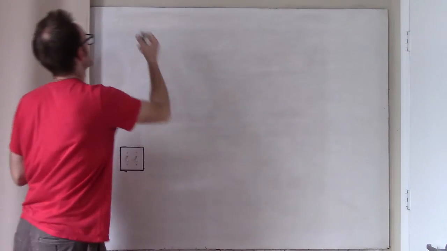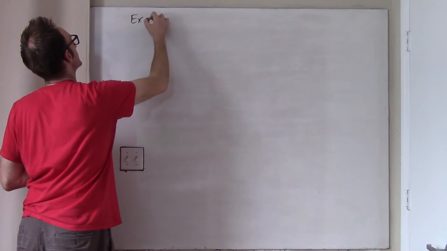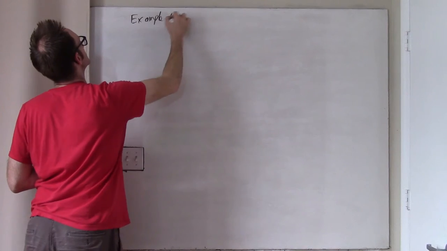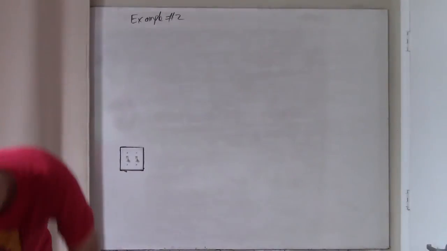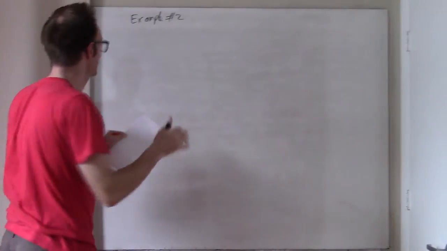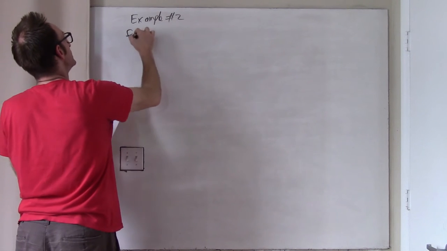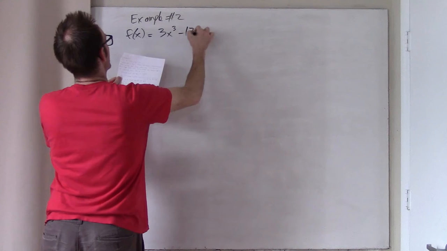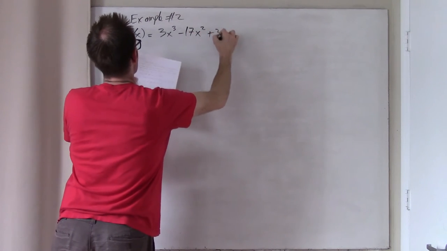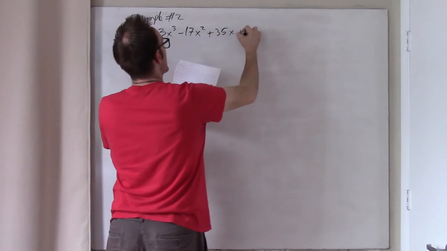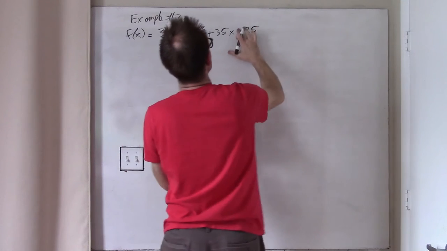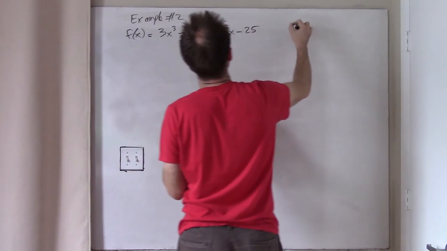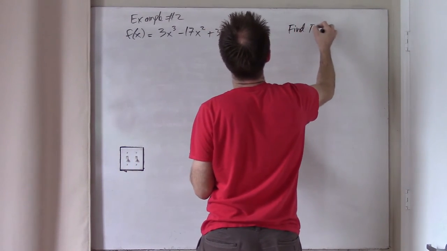All right, example 2. Okay, this one's maybe a little bit more reasonable. Here, once again, I have a cubic. Once again, my goal is to find the roots, and once again, there doesn't seem to be any way to do this, really. So find roots is what I want to do.